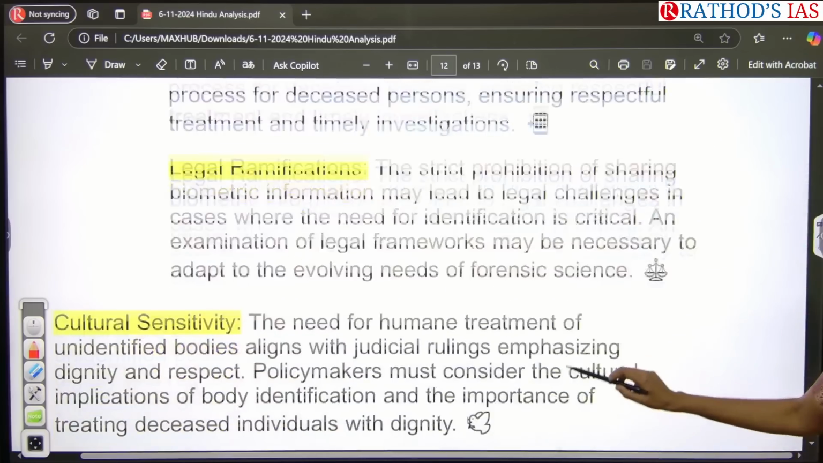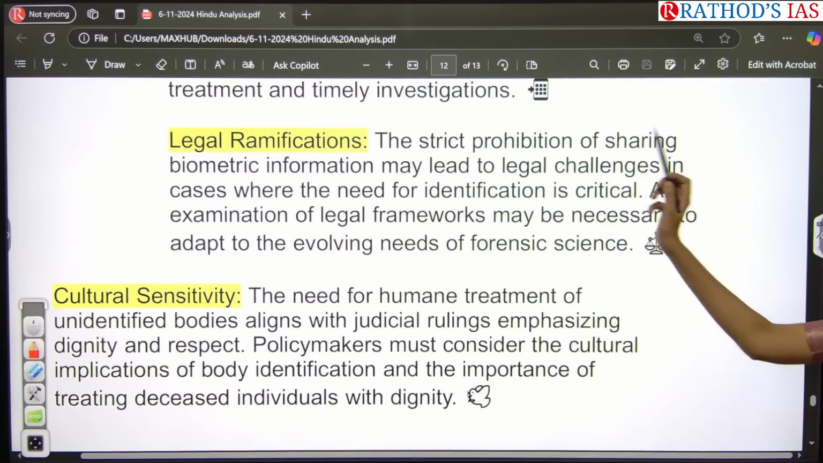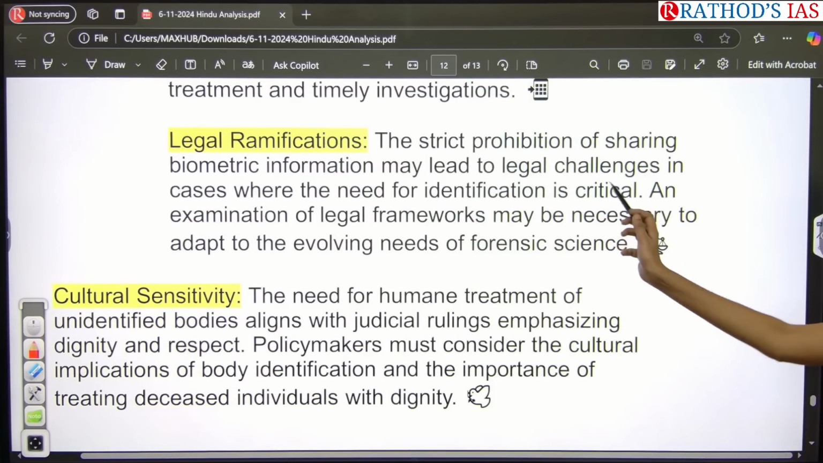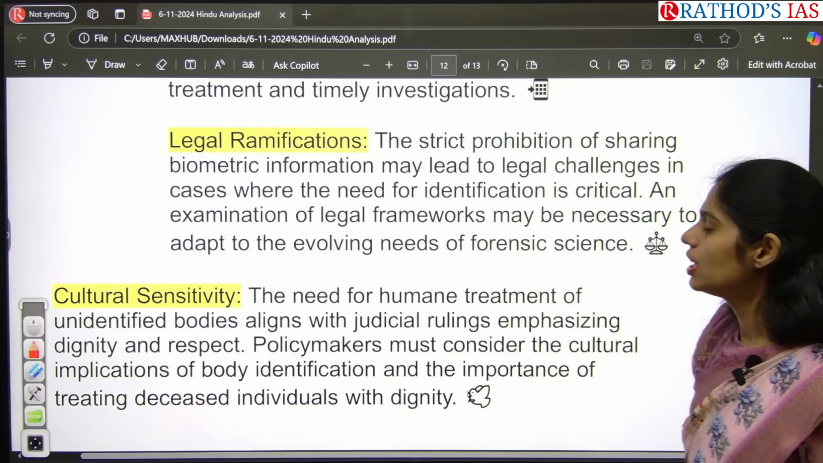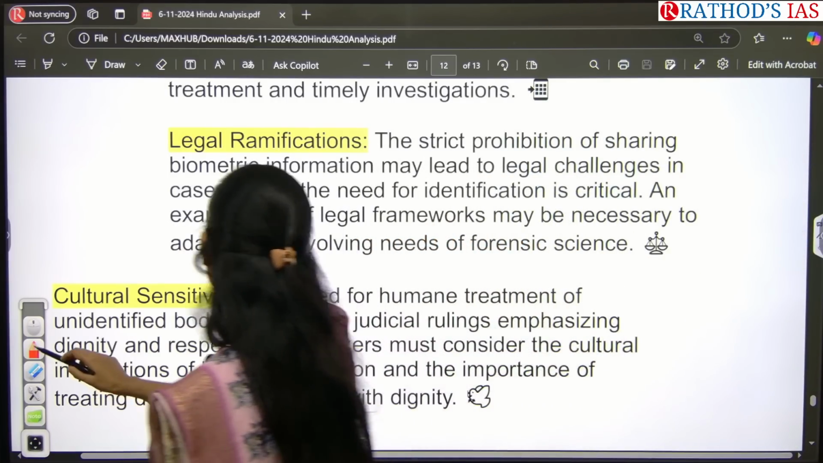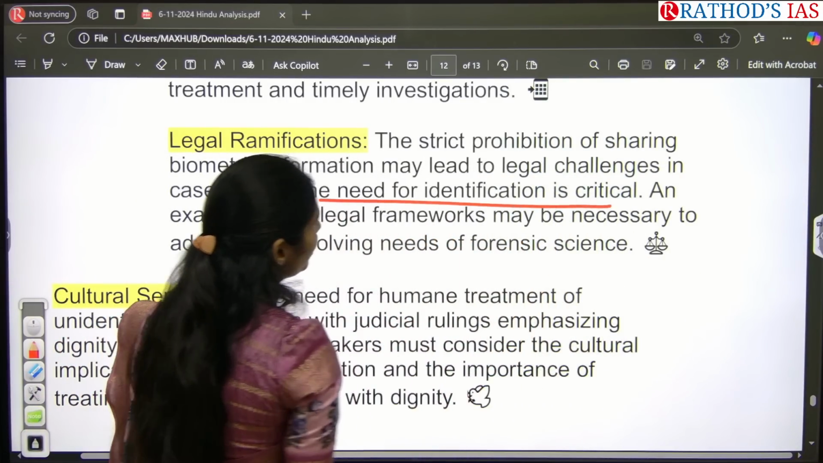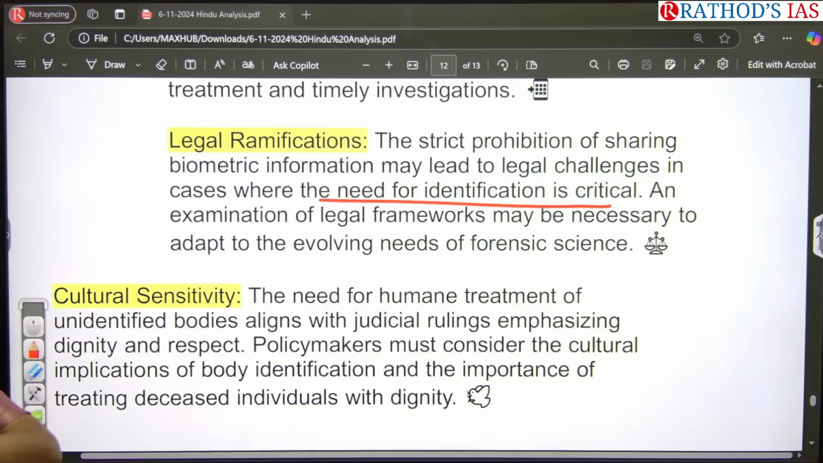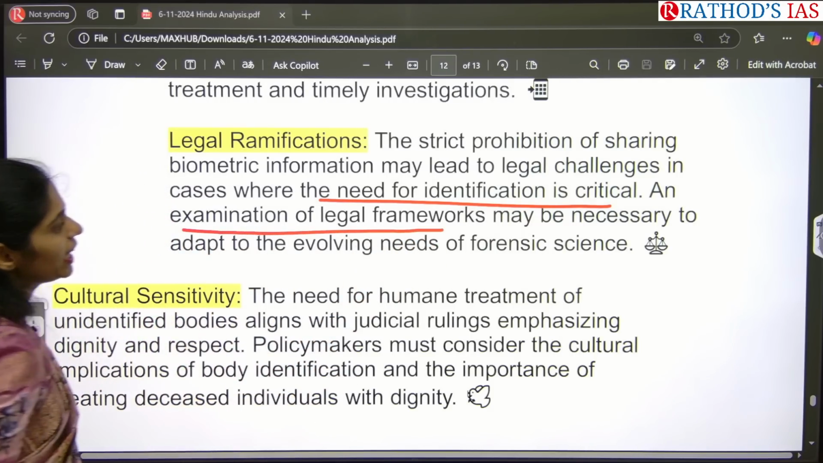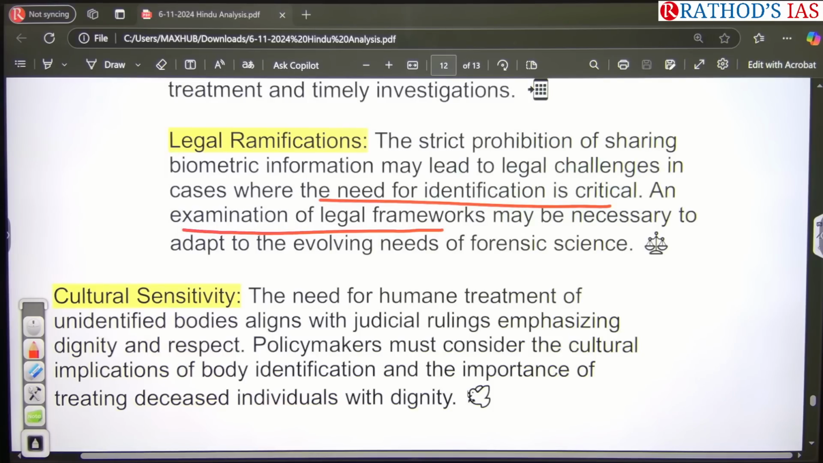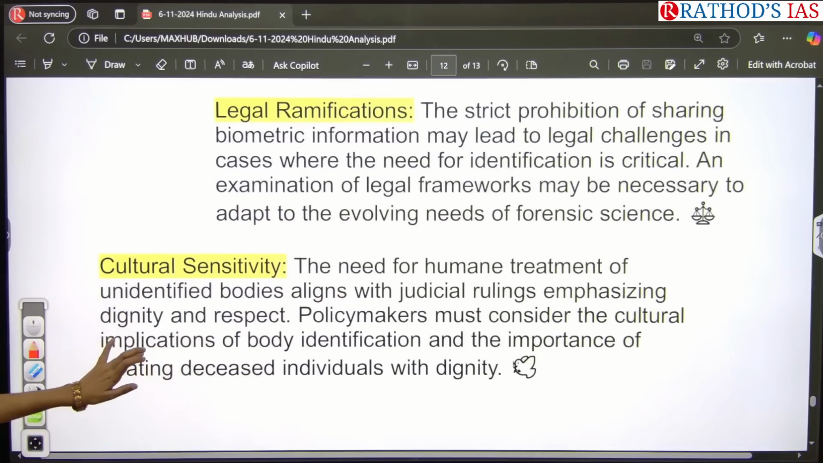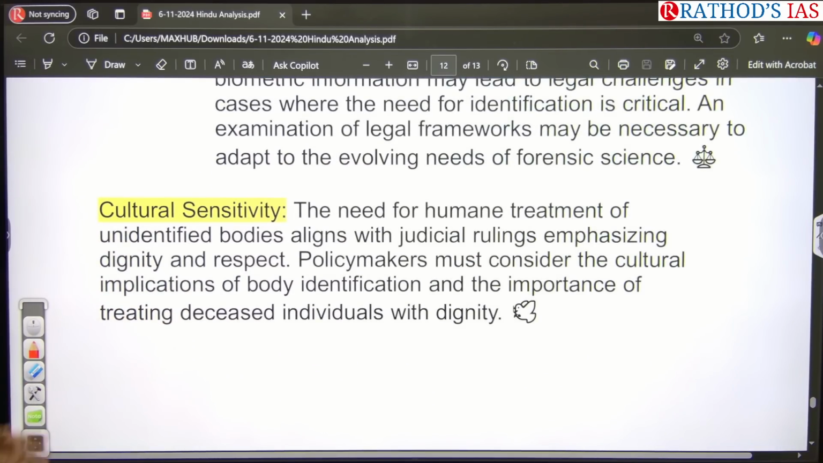And next, we need strict prohibition of sharing of biometric information that may lead to legal challenges in solving cases. So we need identification of these things. It is very critical now. We have to go for an examination of our legal frameworks so that we can adapt to the evolving needs of forensic science now.